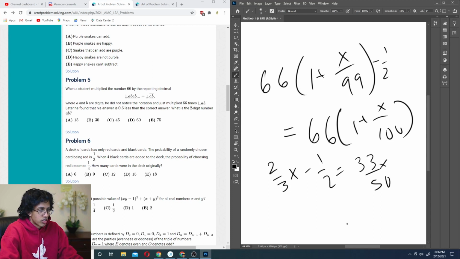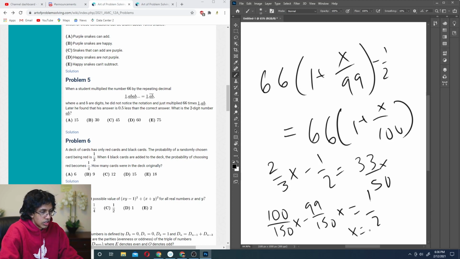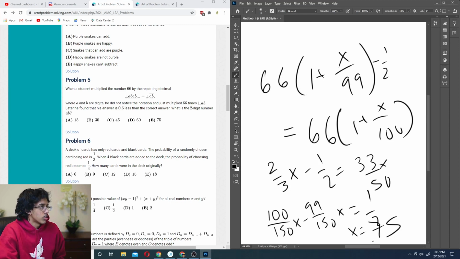So you subtract to this side, you get 99 minus 100. Oh wait, what? Oh, sorry. You get 100 over 150 x minus 99 over 150 x is equal to 1/2, which gives you x is equal to 1 over 150. So you multiply and you get x is equal to 75, which is E. Very cool.